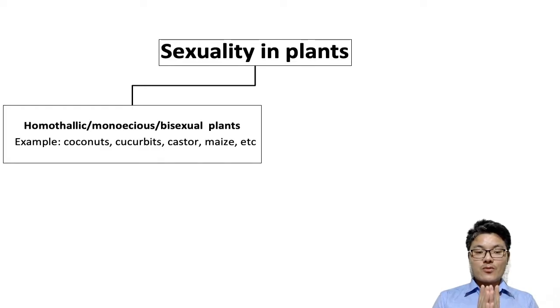Mono refers to one or single. Ecious refers to sexes. So if both the sexes are present within one plant, then that is called monoecious. Homothallic is used for simple plants. The term homo refers to same, and thallic refers to thallus. Thallus is a group of cells or tissue having similar cells, which is usually used for simple plants.